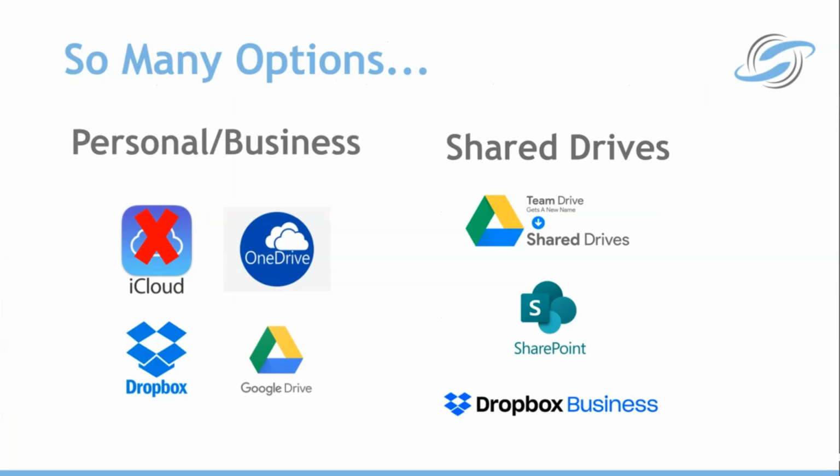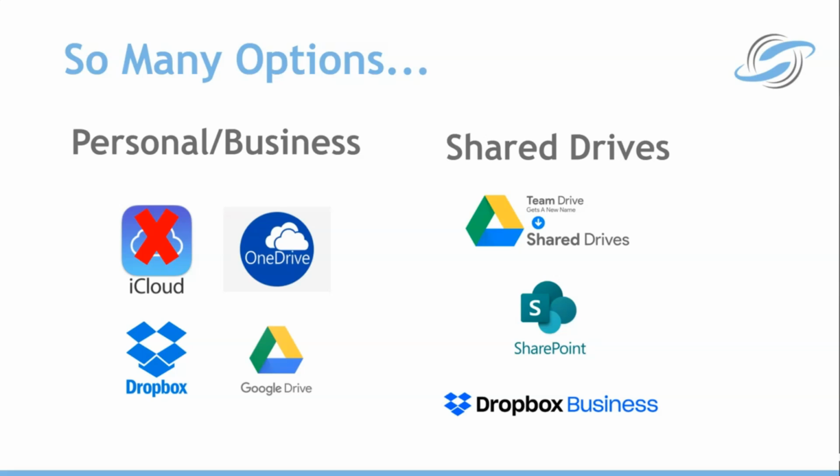So there are so many options you can go for. You've got on one side the personal and the basic business grade solution, so iCloud, OneDrive, Dropbox, Google Drive for G Suite, for example. And then you've got the real business grade solution, so your shared drives, that is Google shared drives, Microsoft SharePoint, and Dropbox for business.